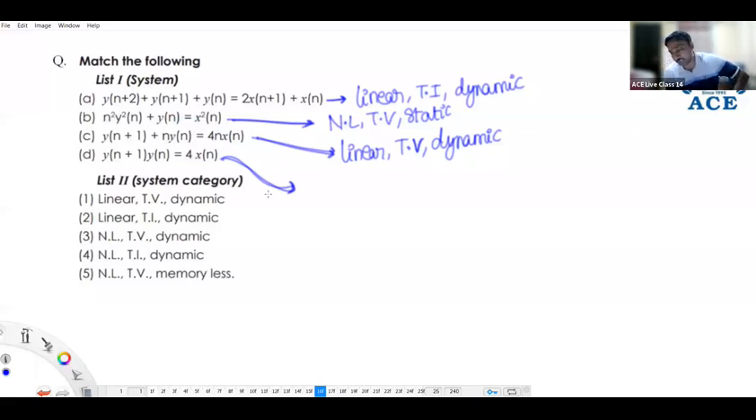Last one: y(n+1) into y(n), a product of unknown signals, which is a non-linear operation. So it is non-linear, time invariant, dynamic.